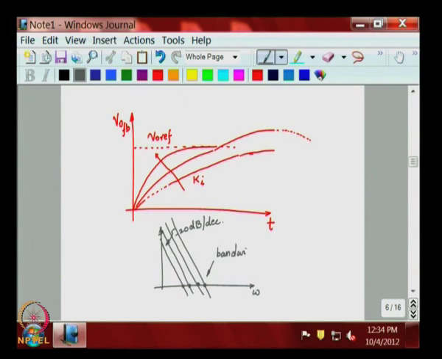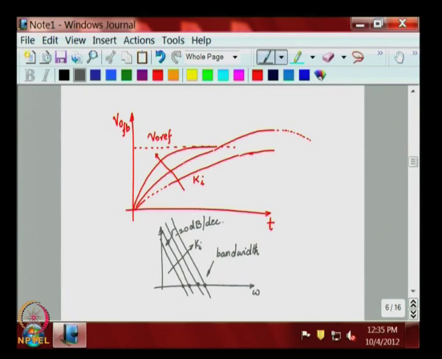Unity gain bandwidth. So, this bandwidth will increase as Ki increases. So, that is what you will be seeing. It will try to become faster and faster, but of course, the overshoots may also increase.